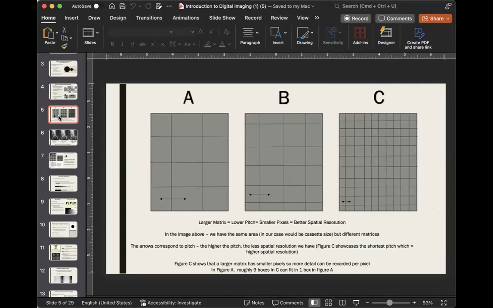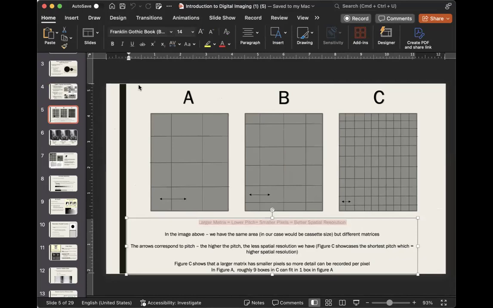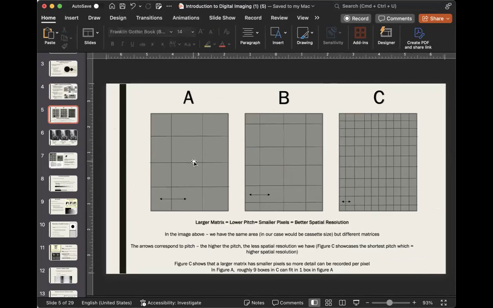And so we're looking here. This statement is probably the biggest thing that you need to know. All right. Larger matrix, lower pitch, smaller pixels, all of those things will equal better spatial resolution. And so what we're seeing here, for example in figure C, is the smallest pixels, right? You see all these small pixels. Now, when we look here, there are about 9 pixels that could probably fit in one box in A.